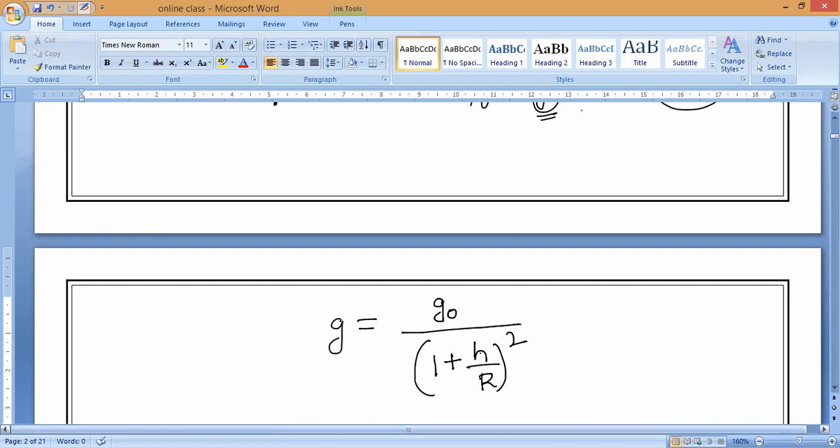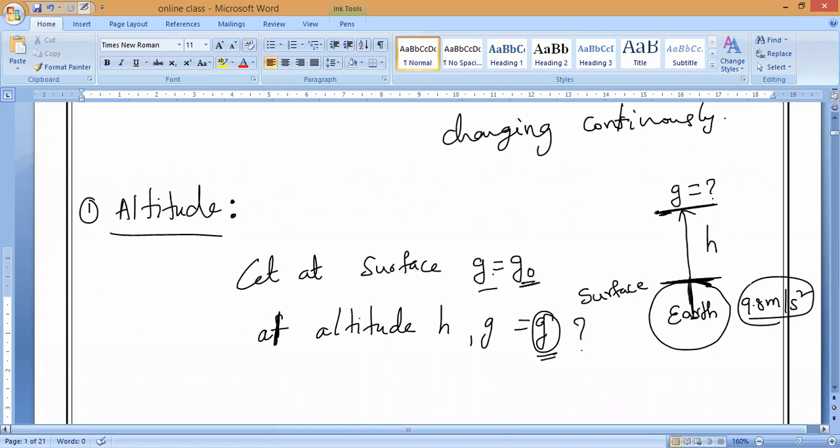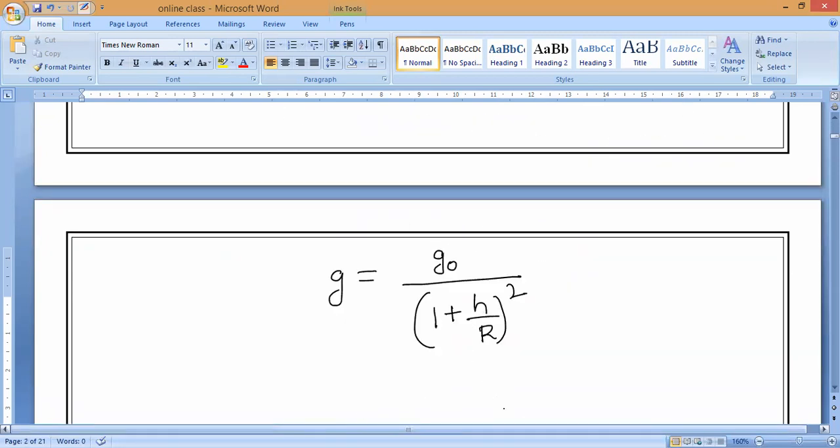So this is the formula we have to use to calculate the gravitational force from above, at a certain altitude. How to find the g value? This is the formula. So g is equal to g naught divided by (1 plus h by r) whole square. Please write it. Any doubt, you can ask me.